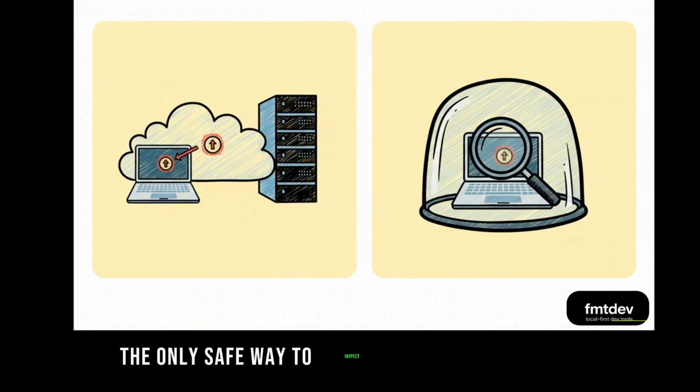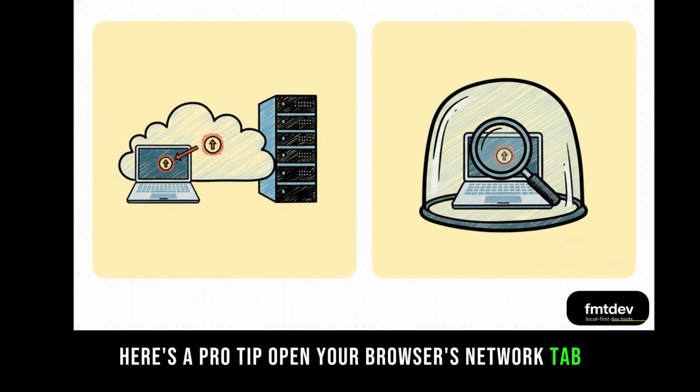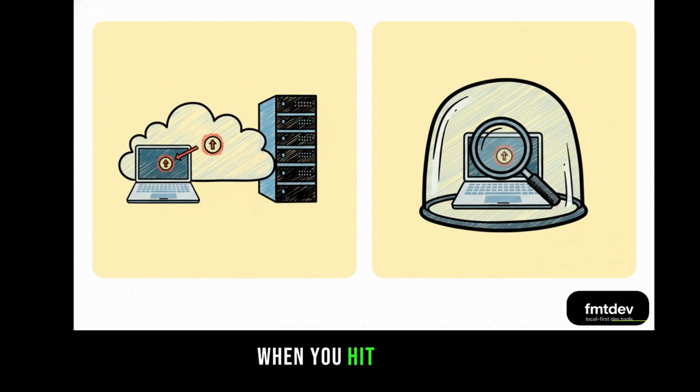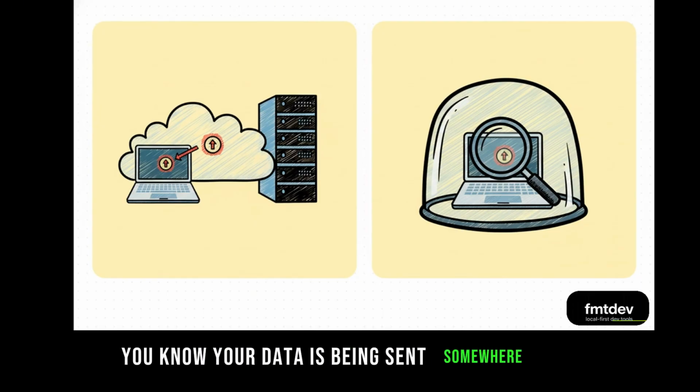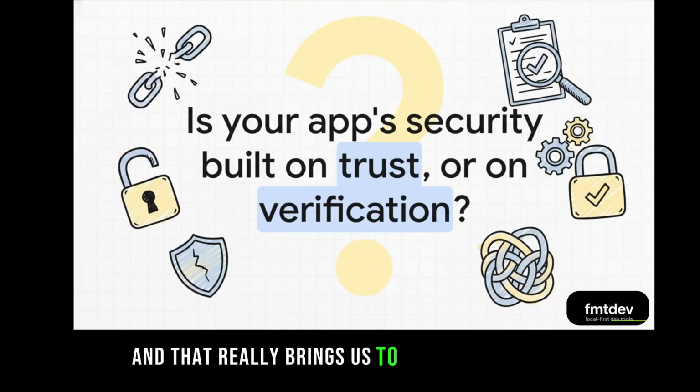The only safe way to inspect a JWT is with a local client-side tool that does everything right there in your browser. Your data should never leave your machine. Here's a pro tip. Open your browser's network tab. If you see a network request fire off when you hit decode, you know your data is being sent somewhere else.